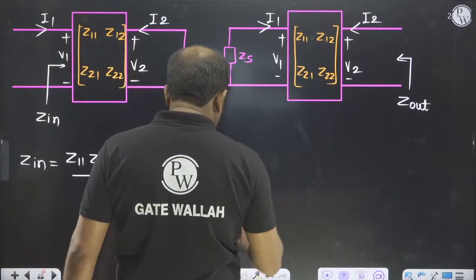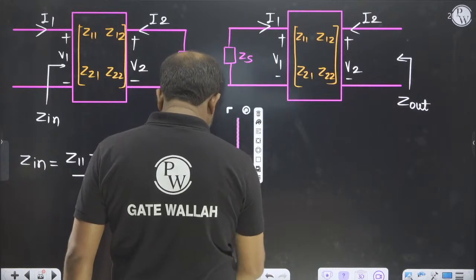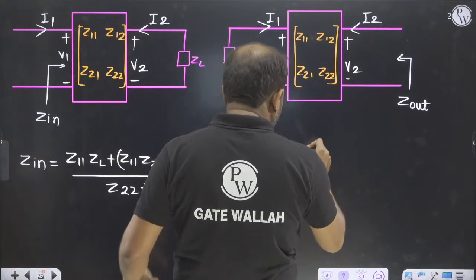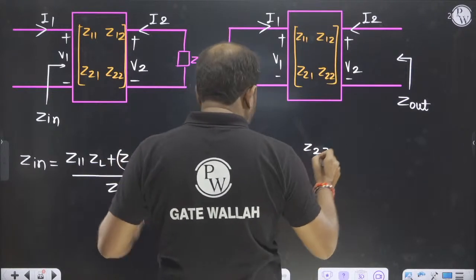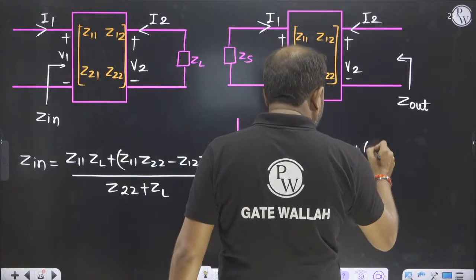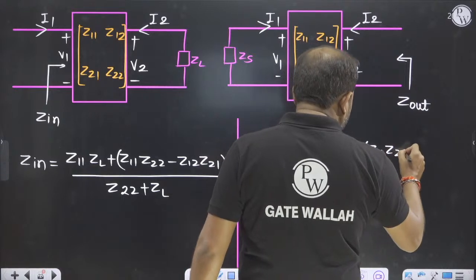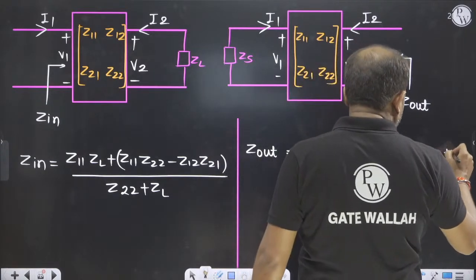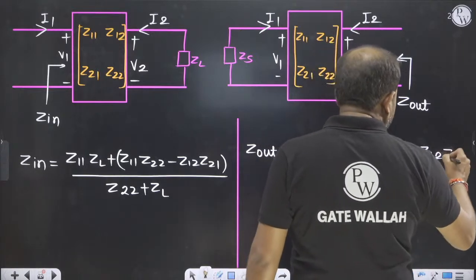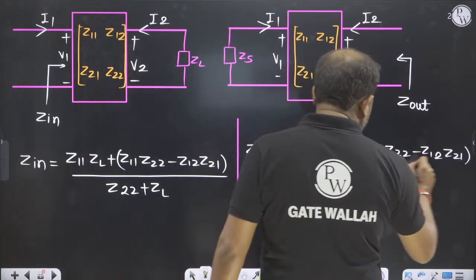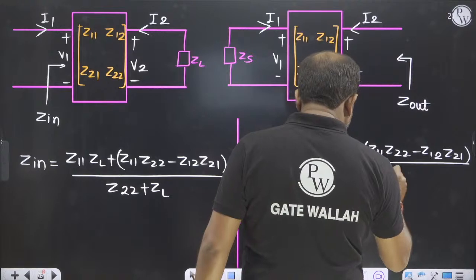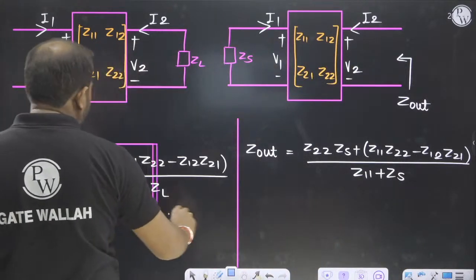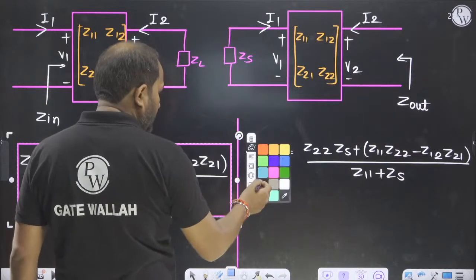In case of Zout, it is a similar equation. In case of Z11, Z22, in place of ZL, ZS, and this will be the same: Z11 Z22, Z12 and Z21. This one is the same, and its denominator will be changed to Z11 plus ZS. Okay, so this is the Zin formula and this is the Zout formula.